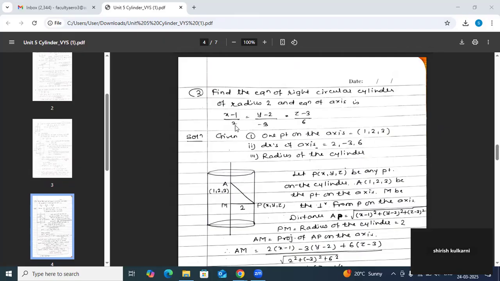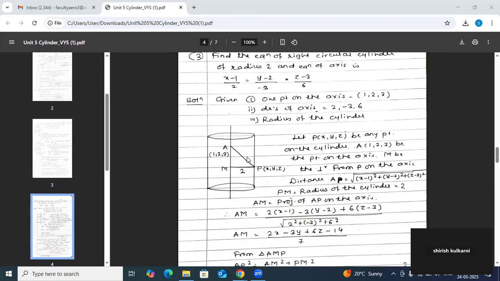Then the second is the DRs of the axis, 2, minus 3, 6. And you know the radius of the cylinder. Clear? Then you have to consider this point A, 1, 2, 3 lies on the axis.